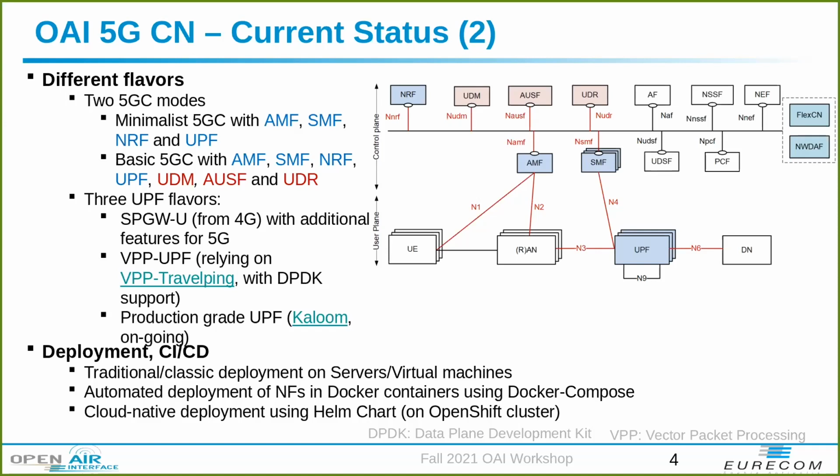We also provide 3 possibilities to deploy our core network: a traditional approach, Docker Compose, and Helm chart. We will show you how to deploy with Docker Compose during the lab today.